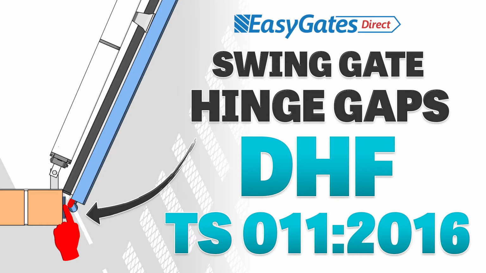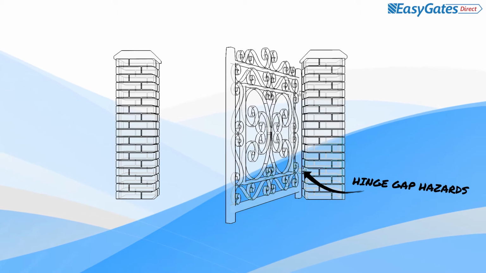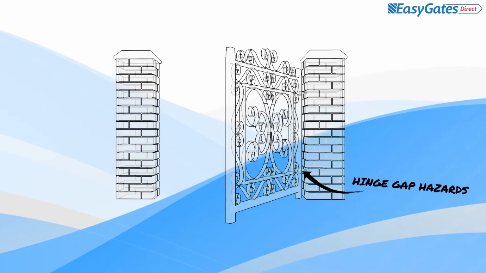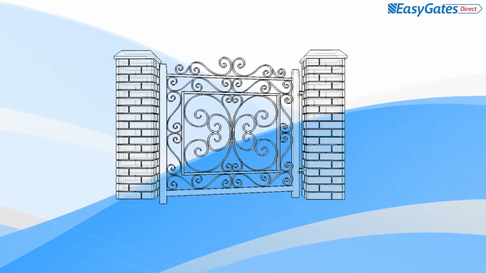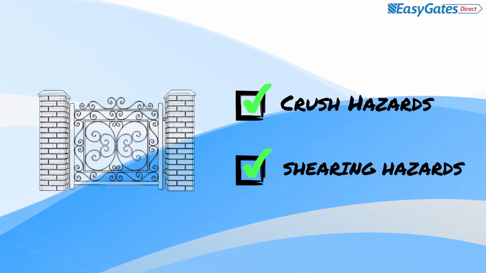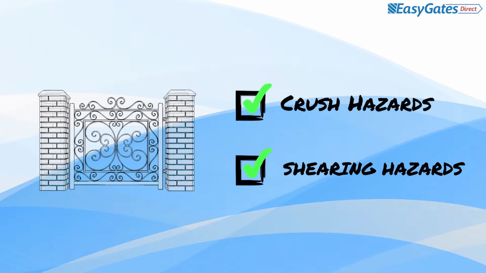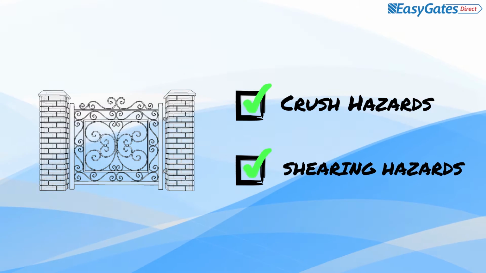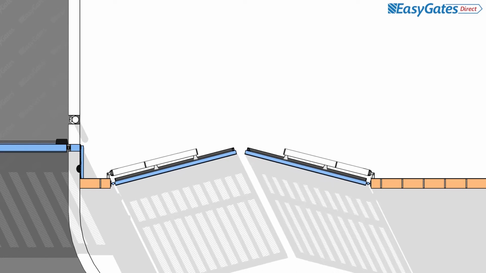Chapter 3. Defining swing and bifold hinge area, crush or shearing hazards. This area has always been a concern when addressing safety requirements, as the current BSEN standards did not clearly define any parameters. The DHF TS 011-2016 Code of Practice now provides some simple guidance regarding this dangerous hazard. Firstly, let's take a look at a swing gate in its opening and closing sweep.